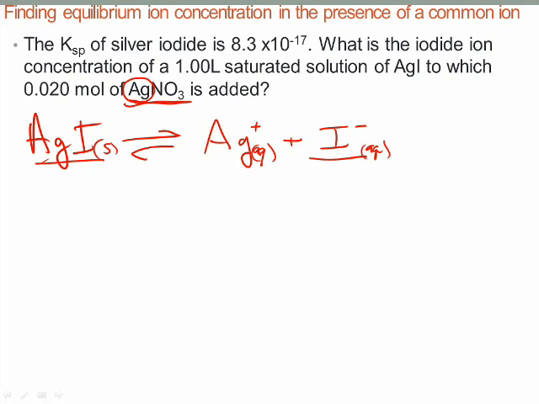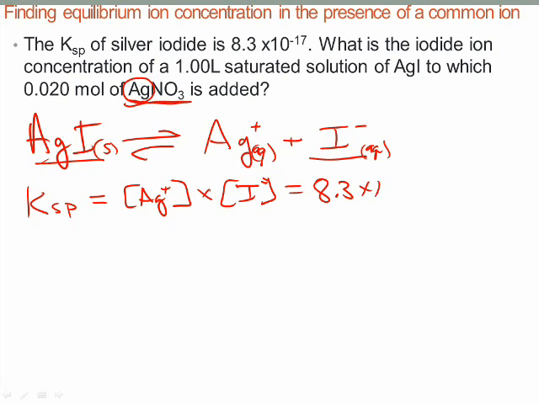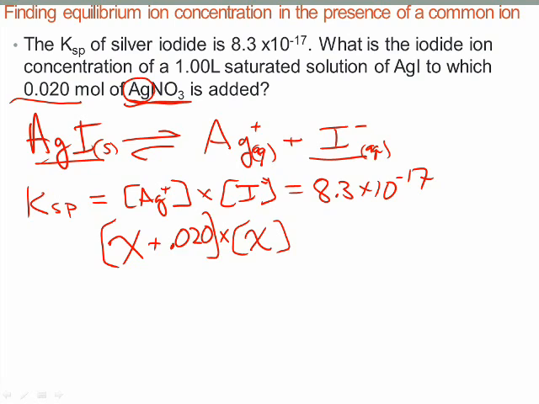First, we write this equation out so we can see what's going on. Then we write the solubility expression. Ksp equals silver concentration times the concentration of iodide ion. That equals 8.3 times 10 to the minus 17. Just like finding Ksp, let's assume that I is x, and also silver is x. But since we're adding 0.02 moles, silver will be 0.020. Now why is it 0.020 and we have the same value of 8.3 times 10 to the minus 17?